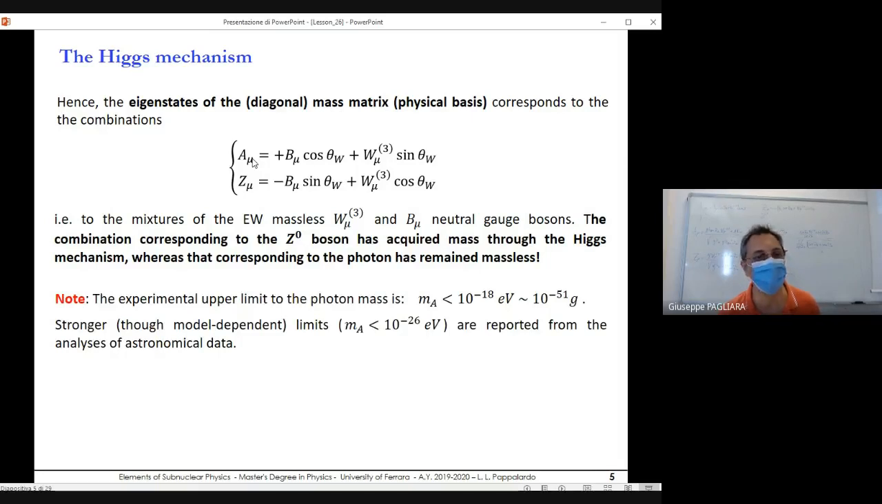Just to give you some numbers, there are also experimental measurements of the mass of the photon. Of course there are only upper limits, and the experimental upper limit to the mass of the photon is 10 to the minus 18 electron volt, corresponding to 10 to the minus 51 grams. And there are also more stringent values from astrophysics, where the mass of the photon is even smaller, smaller than 10 to the minus 26 electron volt. Okay, so indeed everything is consistent with the photon being massless.